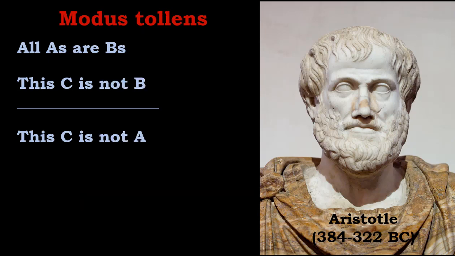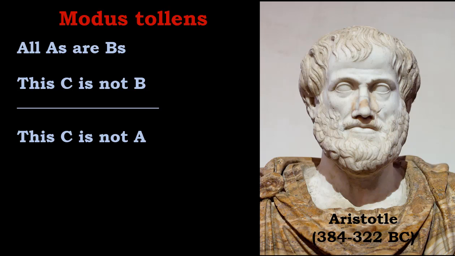Now, modus tollens is also a valid argument, but it's quite different from the previous one. All A's are B's, that's the same as before, and now we negate the consequent. So the consequent here is B. The antecedent, sometimes you'll find these terms, antecedent is A in this argument, because it's the first element of the first premise, and the consequent B is the second part of the first premise.